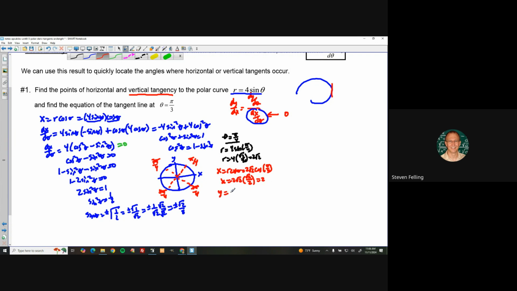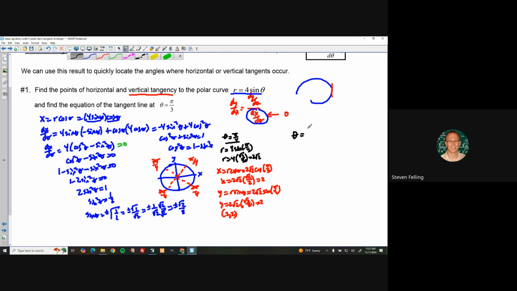The y is r sine of theta, which is 2 square root of 2 times sine of pi over 4. And that is y is 2 square root of 2 also times the square root of 2 over 2, which is another 2, which means 2 comma 2 is one point where we have a vertical tangent to this curve. All right, so now I'm going to do that for the other angles as well. So let's do the next one.